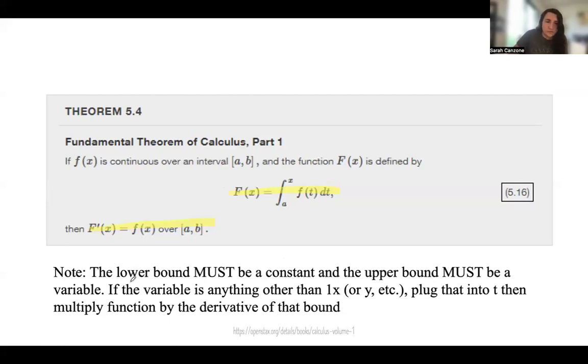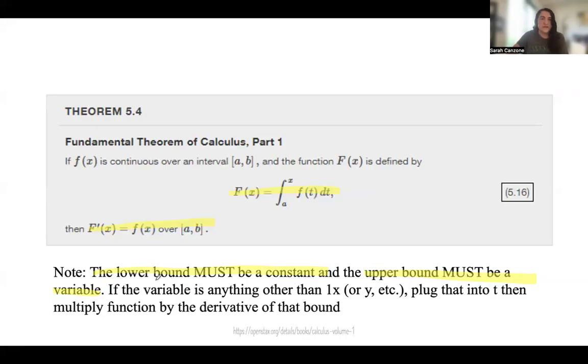So something to note, though: the lower bound must be a constant and the upper bound must be a variable. There might be a question that they're trying to trick you with, where it's the integral from x to a, and they say take the derivative of this. They are expecting you to use the first part of the fundamental theorem of calculus, but the trick is that you can't just plug it in from there. If you have the integral from x to a, you have to negate it and use that one property of integrals: negate the integral and flip the bounds, so that the boundary with the variable is on the top and the boundary with the number is on the bottom.